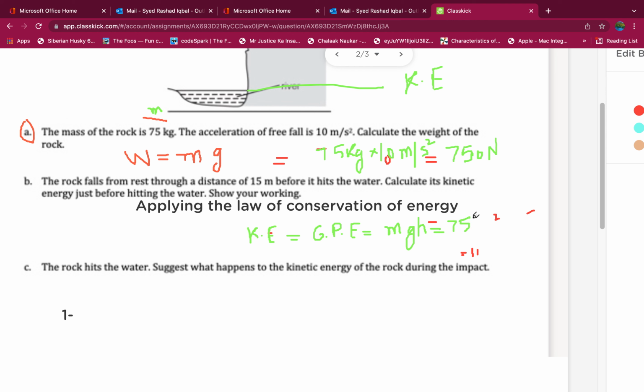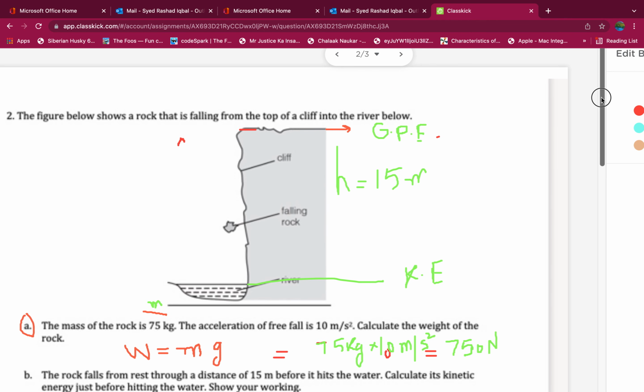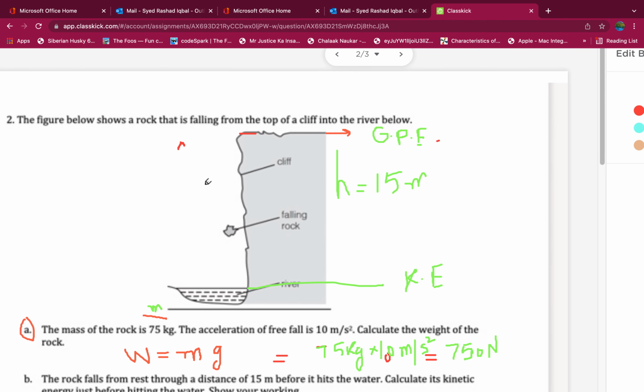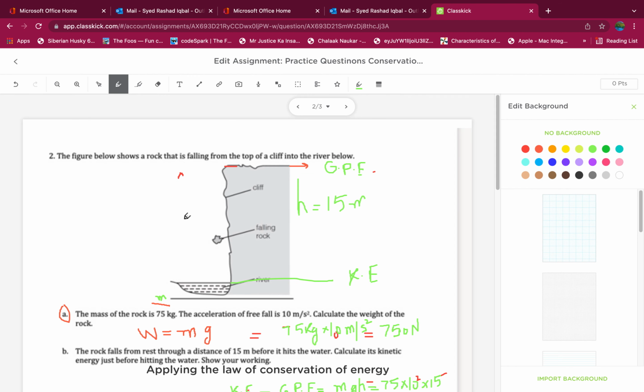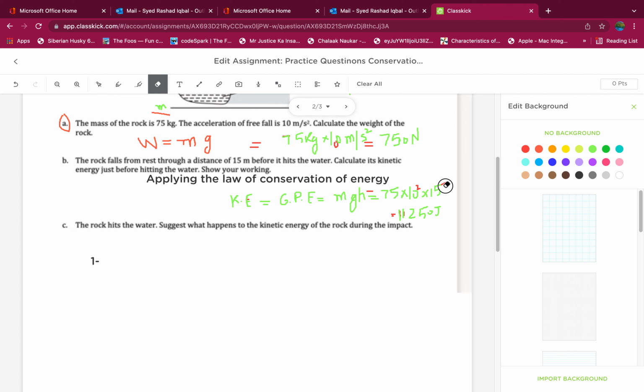75 multiplied by 10 multiplied by 15. Okay, when you multiply it, your answer will be 11,250 joule. Joule is the unit of what? Kinetic energy. Any energy like kinetic energy, potential energy, chemical energy, joule is the unit of it.